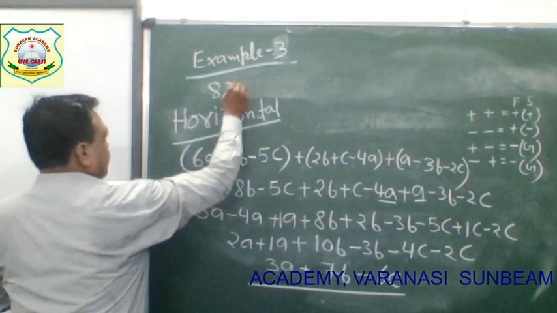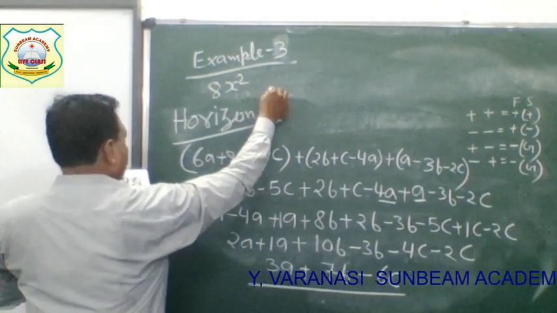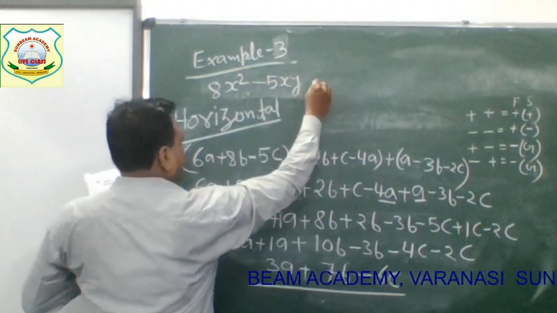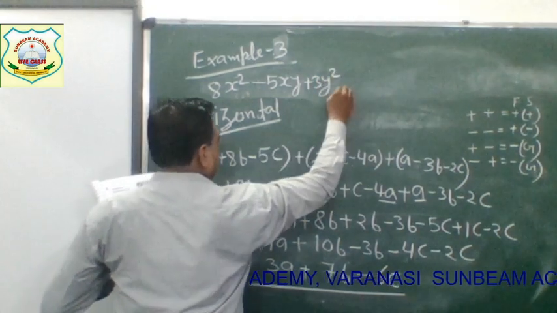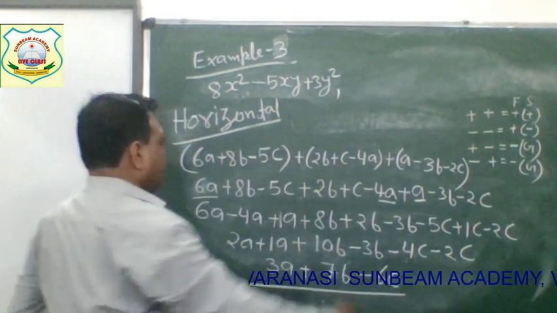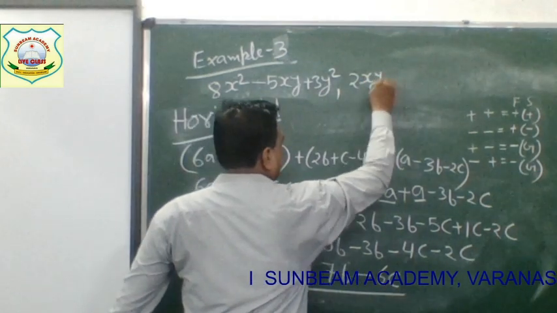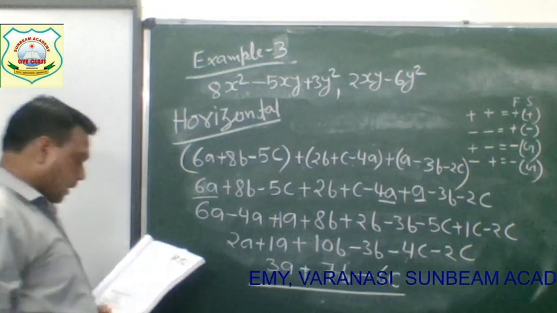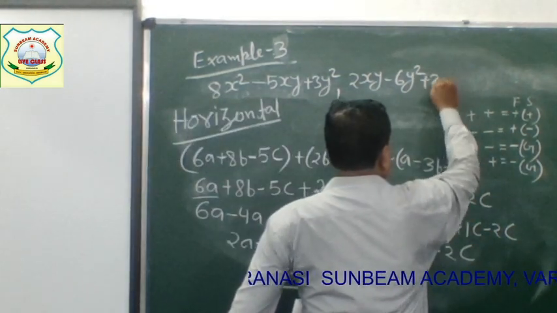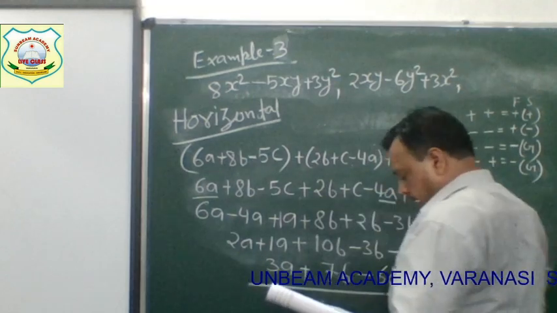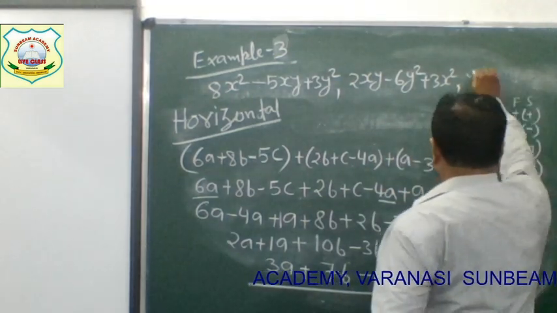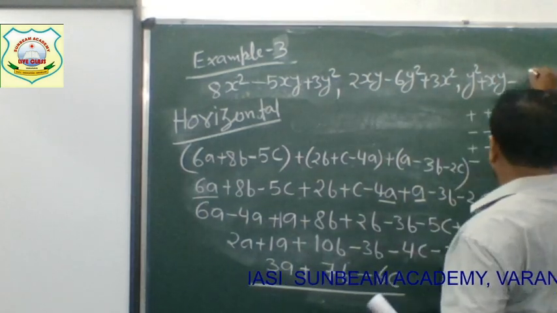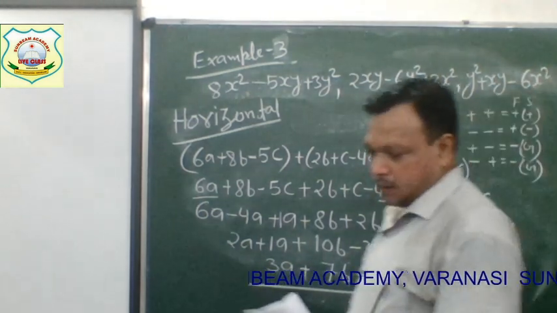Eight x square minus 5xy plus 3y square. Next expression, 2xy minus 6y square plus 3x square. Next expression, y square plus xy minus 6x square. Hope everyone noted this down. So going to rough.